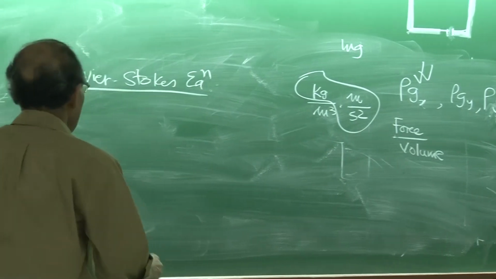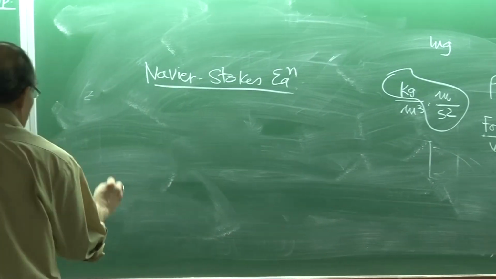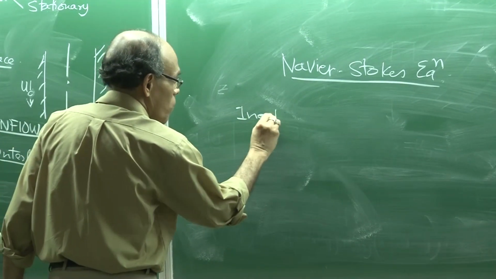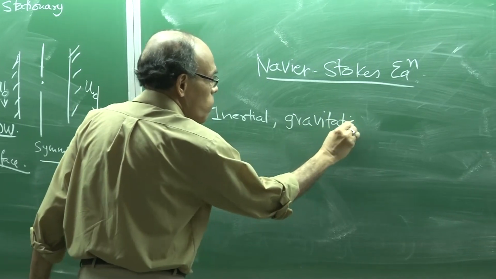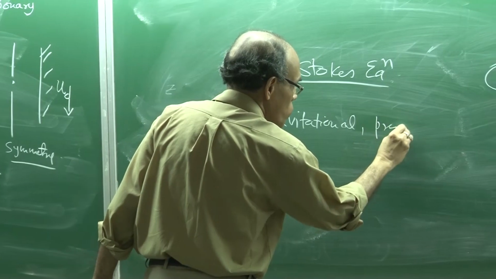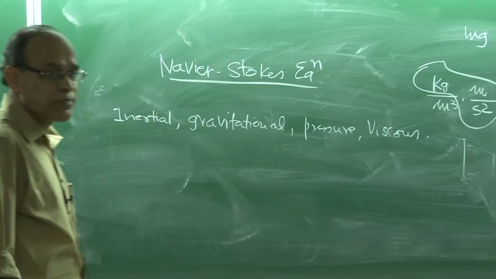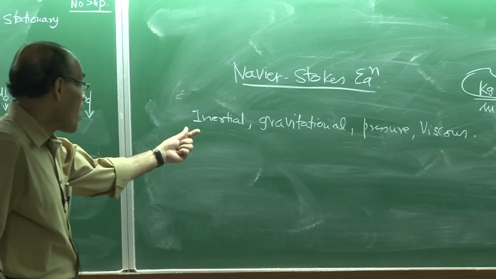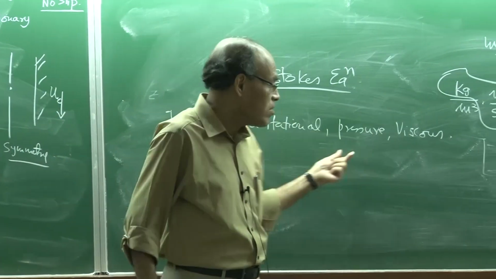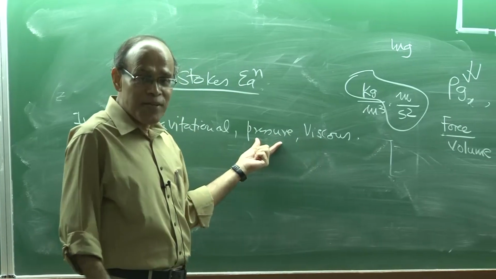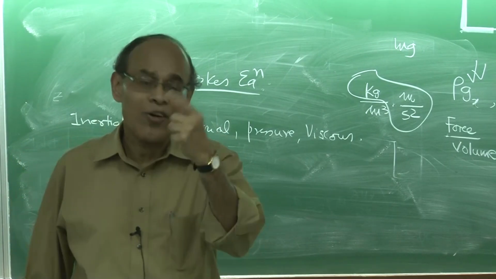Now, if you look at the Navier Stokes equation, we have 4 different kinds of forces we have considered: inertial, gravitational, pressure, and viscous. The first order derivative terms, ux into ux, are the inertial terms associated with the fluid motion. The gravitational term is rho gx. The pressure term is the pressure gradient term, and the viscous force term is the term associated with the viscosity of the fluid, the second order derivative term.